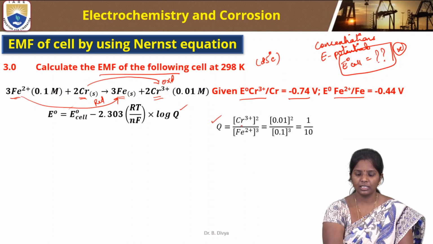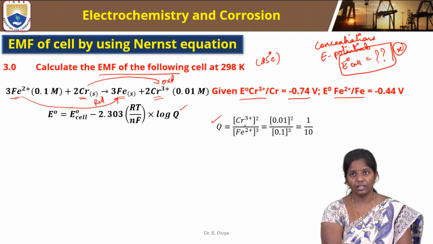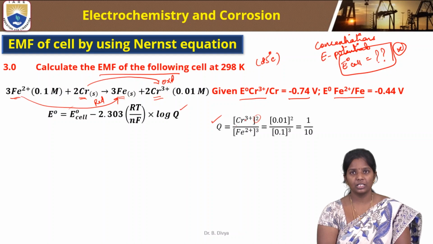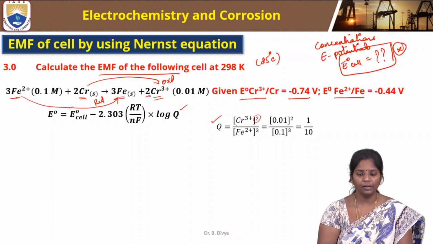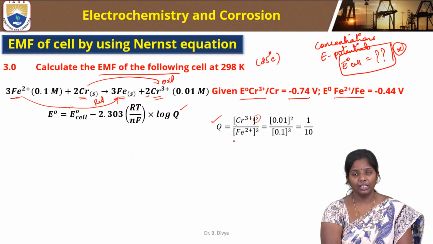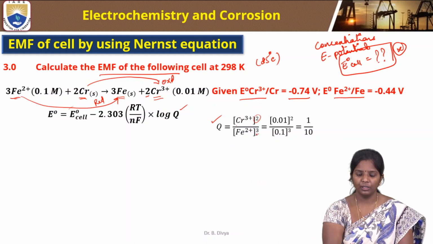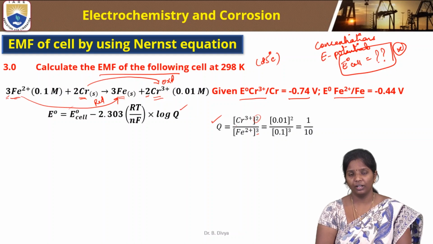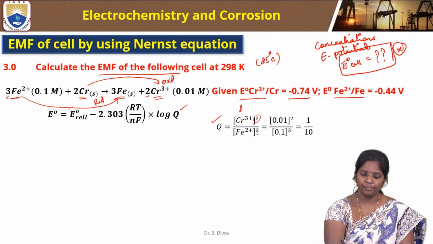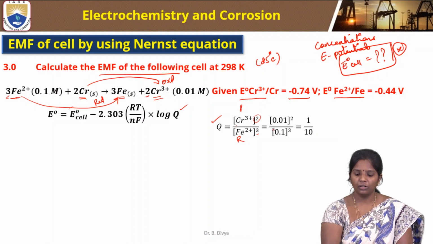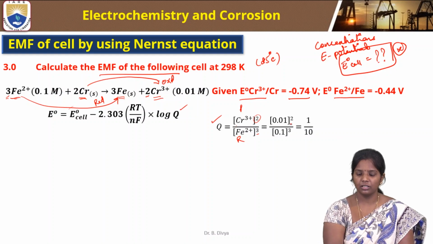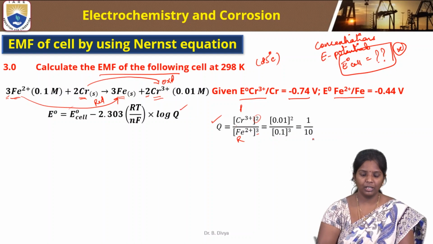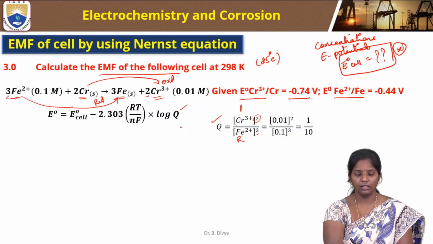The product is trivalent chromium, Cr3+, forming, squared because of 2 present here, divided by Fe2+ ferrous ions, cubed because we have 3 moles of iron ions involved in the reaction. So product by reactant is equal to 0.01. From this, 0.01 squared and 0.1 cubed, and we get 1 by 10. We will substitute the same thing in this equation.